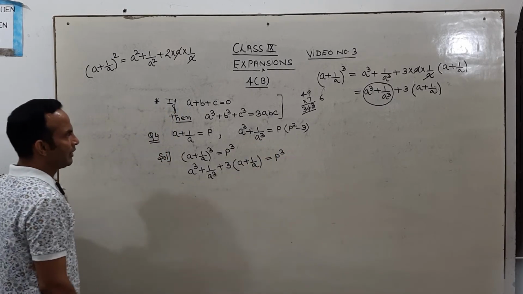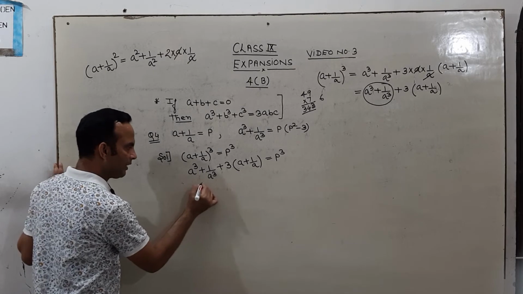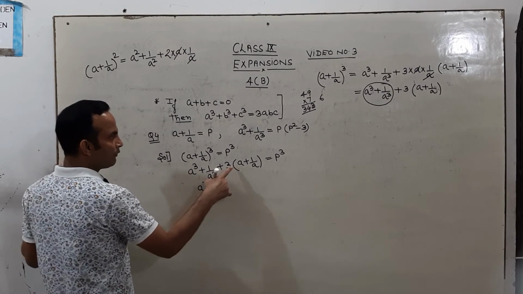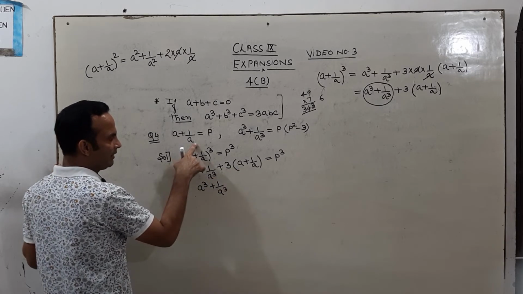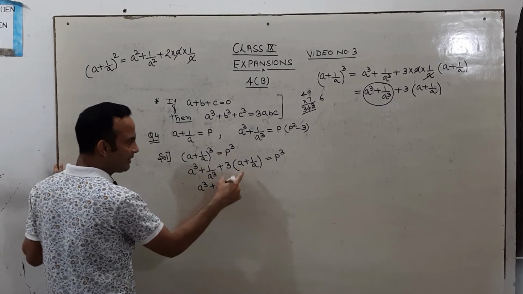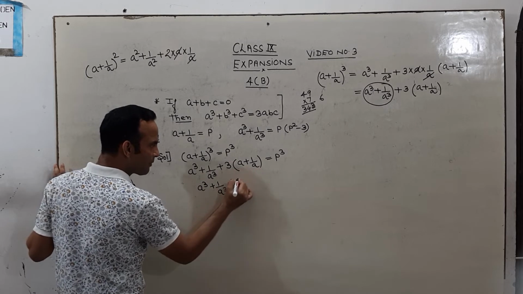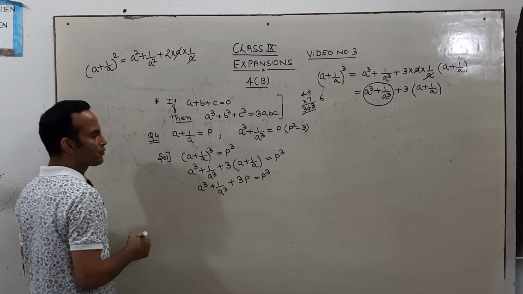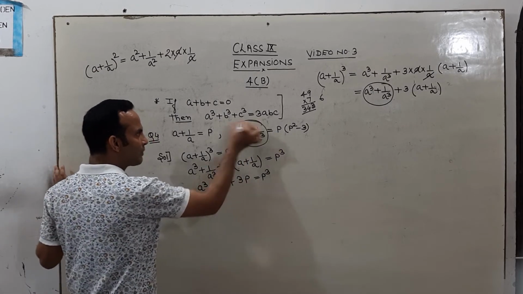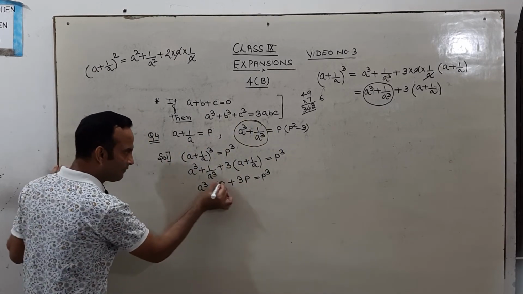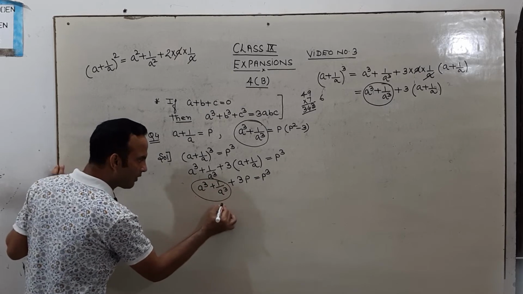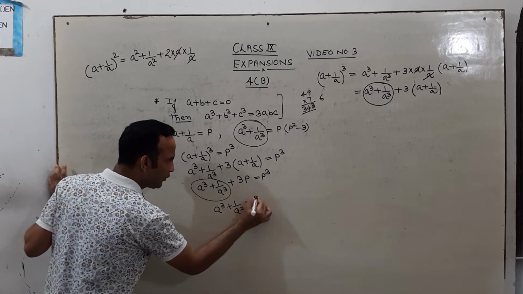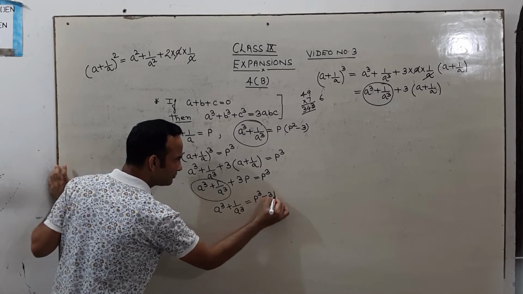Okay. Now dear students, see, a cube plus 1 upon a cube. What is the value of a plus 1 upon a? The value of a plus 1 upon a is p. So substitute the value of a plus 1 upon a, we obtain 3p is equal to p cube. Now dear students, we have to find out the value of a cube plus 1 upon a cube. You can see the value of a cube plus 1 upon a cube is p cube minus 3p.